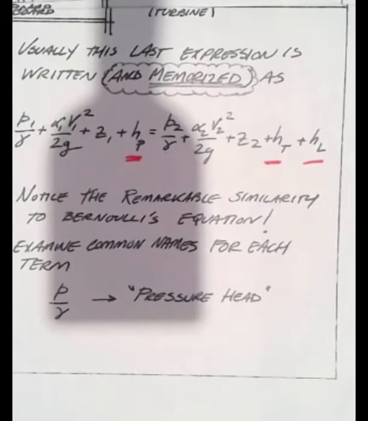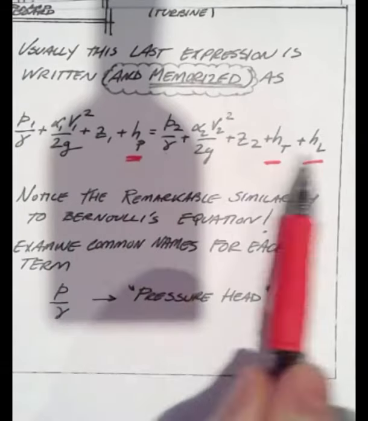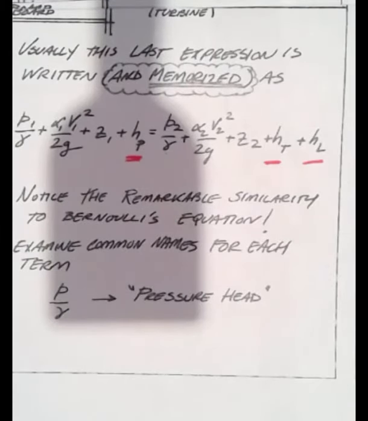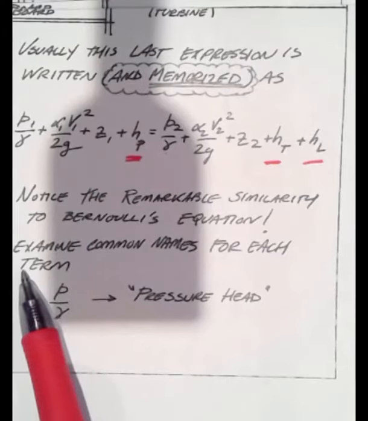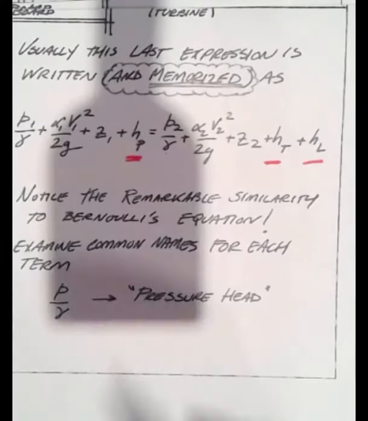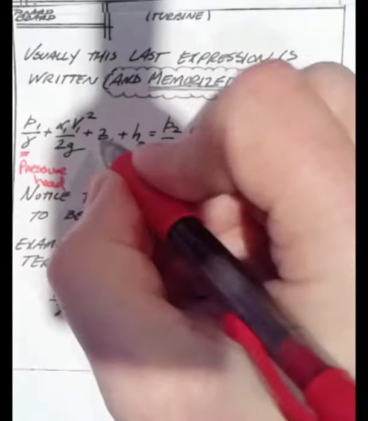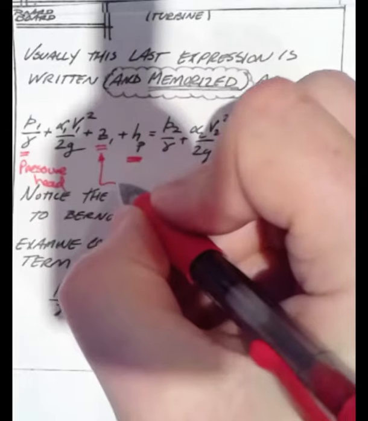You'll observe a remarkable similarity to Bernoulli's equation. They're not identical. In many contexts, what we've done here is called the modified Bernoulli equation, and that's as good a name for it as any. You'll notice that all these dimensionally have units, or have dimensions, of length, and they're called the head. What they represent, however, is energy per unit weight of fluid. We can examine the common names for each of the terms. So this term here is called the pressure head. The Z's are the elevation head, and the V's are the velocity head.